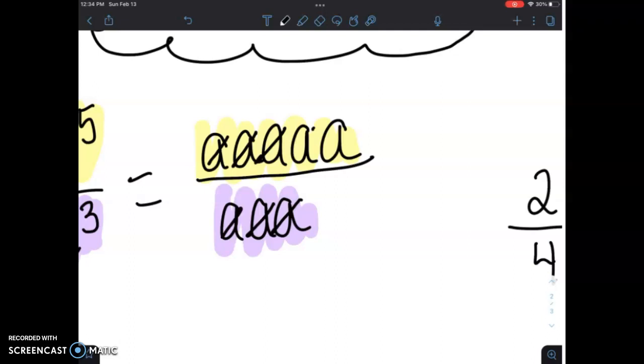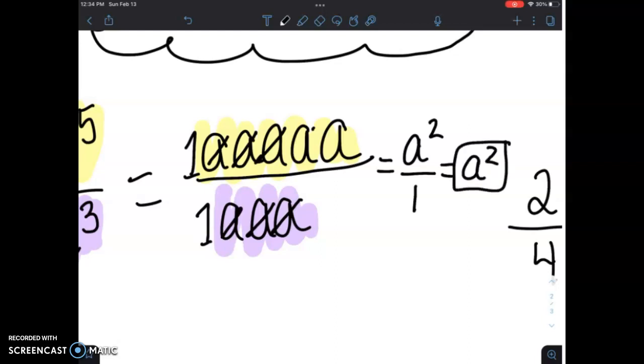You want to continue to simplify until you run out of variables either in the numerator or the denominator. What we have left is 2 a's in the numerator, so we have a to the squared, or to the second power. And then we have nothing left in the denominator, but remember that there are always these invisible ones floating to the left of our variables. So for that, it would just simplify to a squared.